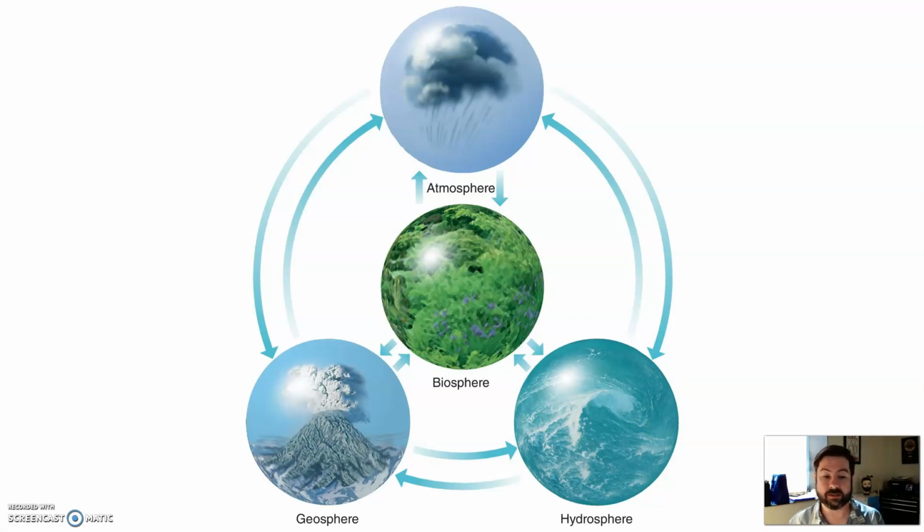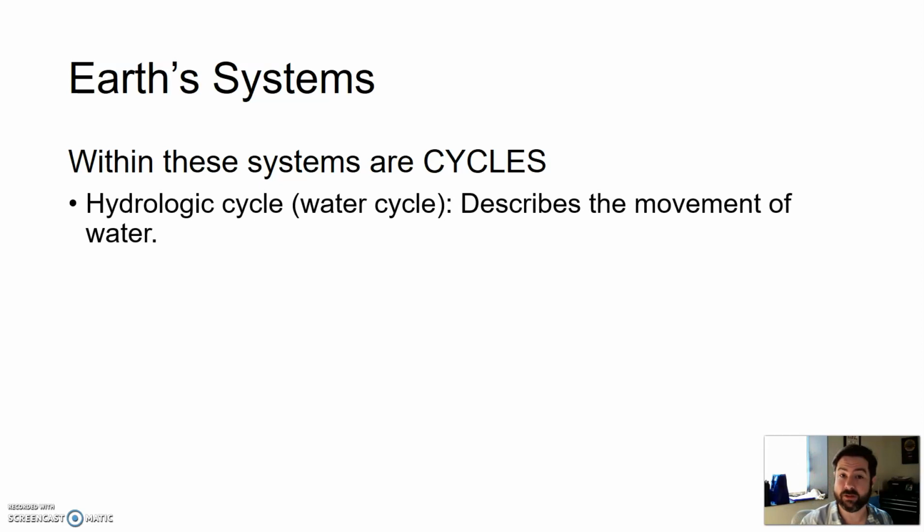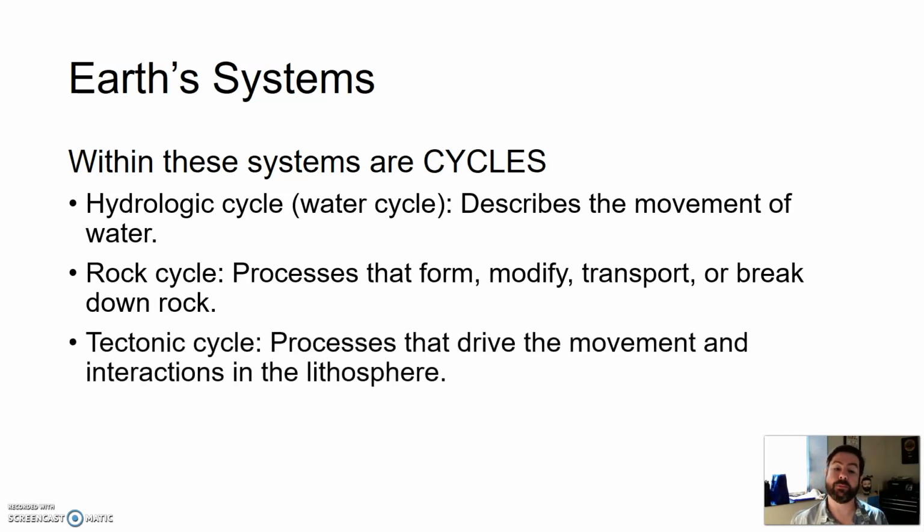Now, within these spheres, or within these systems, are cycles. There's the hydrologic cycle, otherwise known as the water cycle, which describes the movement of water. There's the rock cycle. It's the processes that form, modify, transport, and or break down rock. And then there's the tectonic cycle. It's the processes that drive the movement and interactions in the lithosphere. Lithosphere is just a fancy word for the crust, the uppermost, outermost portions of the Earth. Lithos, Greek for stone or rock. So the rock sphere. That's the crusty stuff at and just below the surface.